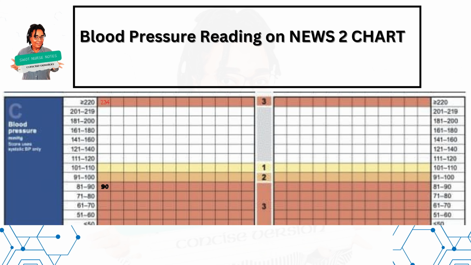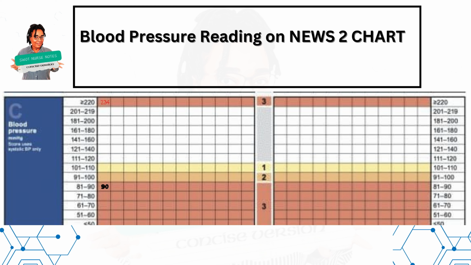Now, how do you document the blood pressure reading on the NEWS 2 chart? First, look for the section that states C, blood pressure, millimeters of mercury. The score uses systolic BP only. The C stands for circulation. Please note carefully that only the systolic blood pressure reading is used for the NEWS 2 score chart.